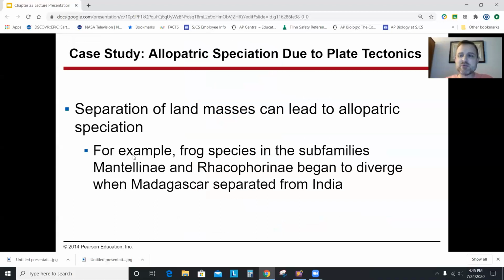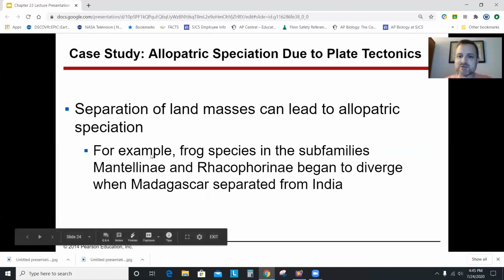So when Pangaea broke up, it led to a lot of allopatric speciation. If you remember back from chapter 22, allopatric speciation is when two populations are separated by a physical barrier. The example that I want to give is a really interesting case study about these two frogs. I'm not even going to try to pronounce their names because I know I'll mispronounce them.